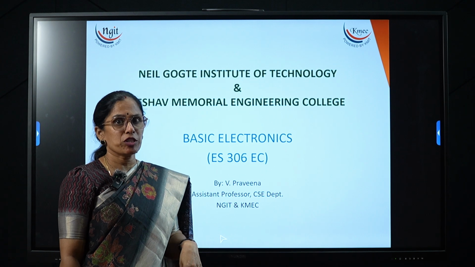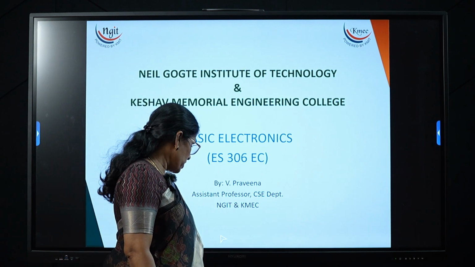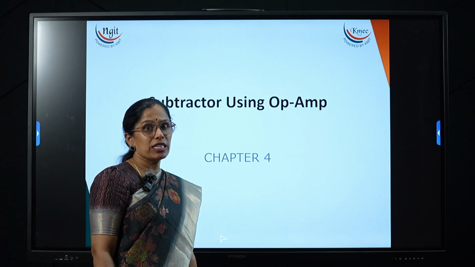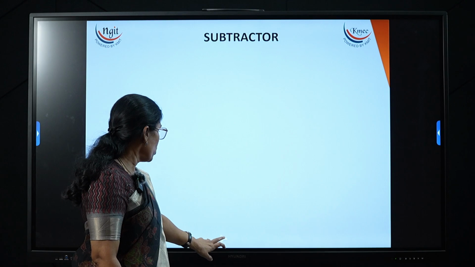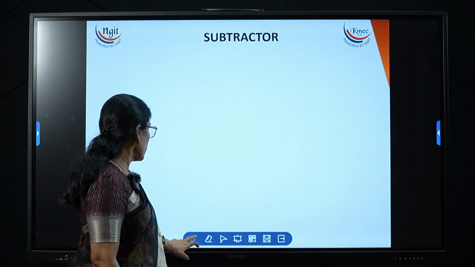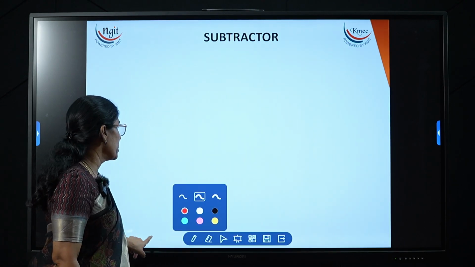Here we derive the expression for the subtractor. Now what is a subtractor? The output is the difference of the inputs. So that is the subtractor. Now how to construct the diagram and how to derive the expression, we will see in this lecture.